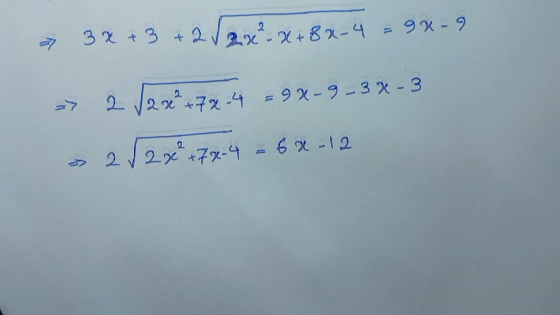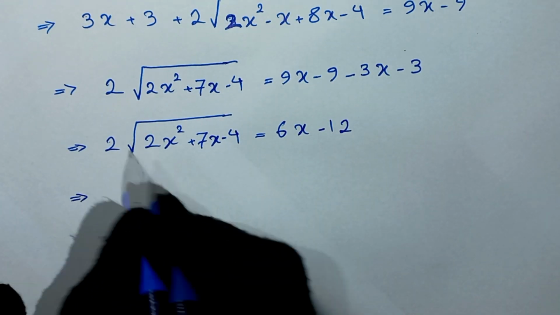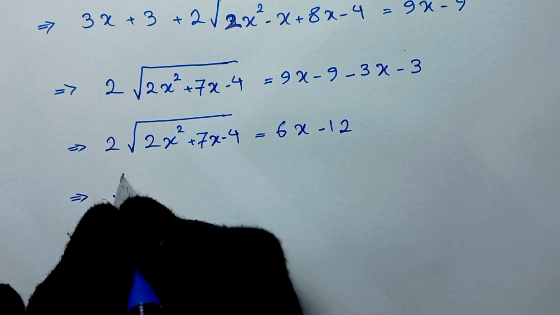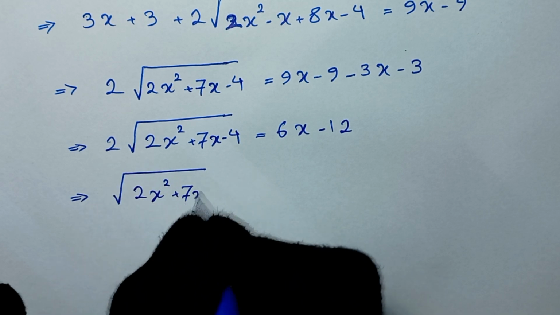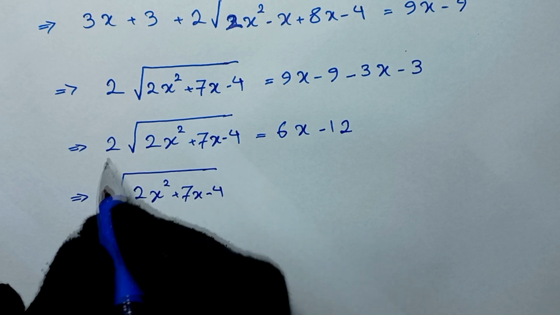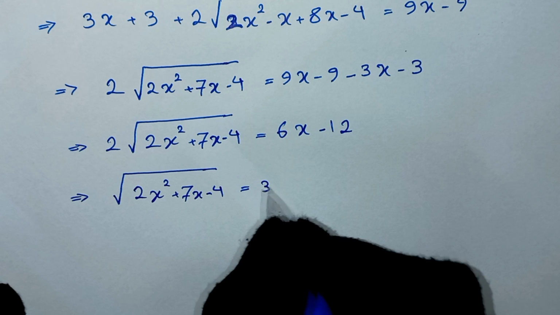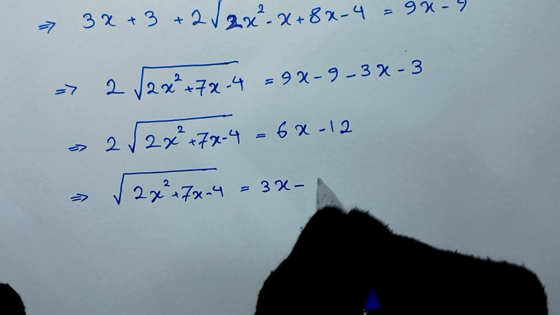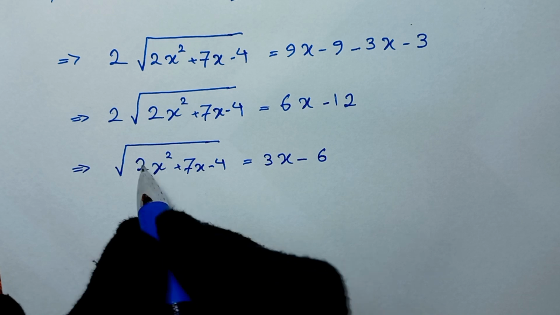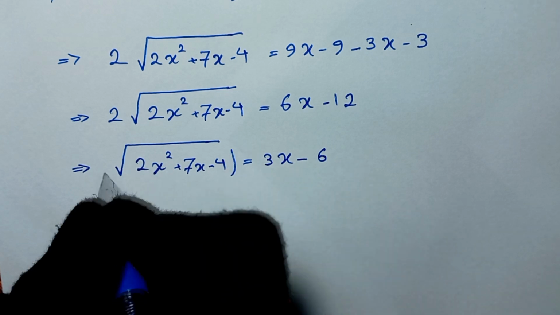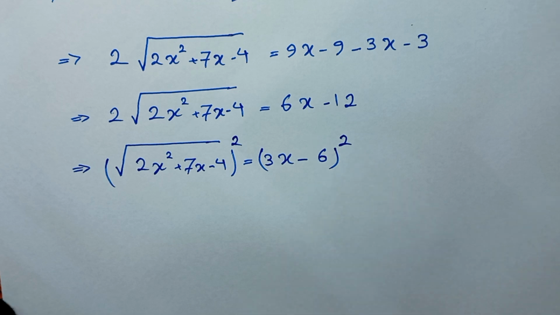And next step, we divide both sides of this equation by 2. So this divided by 2, it will be the square root of 2x squared plus 7x minus 4, right? These two will cancel. And this divided by 2, it will be 3x minus 6. And next step, we square both sides of this equation. So this to the power of 2 and this to the power of 2.